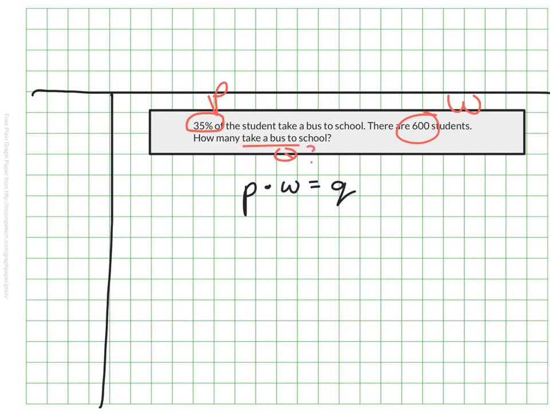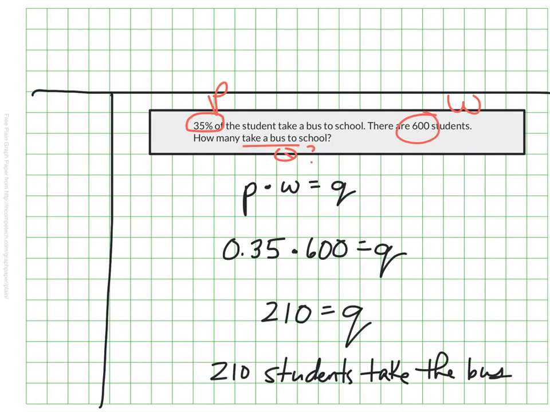And as I work to use my equation here, remember that 35% is really 35 hundredths. And we know our whole is 600, and that will tell us what our quantity is. So this is pretty straightforward, we'd punch that in, calculate it to the side, and we would find out that when we multiply, there are 210 students.